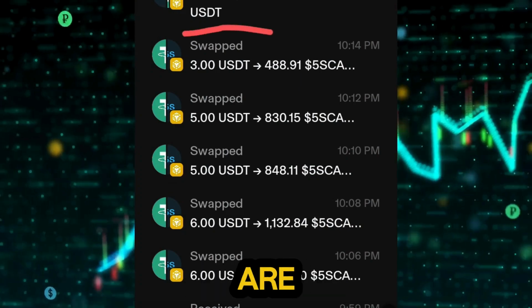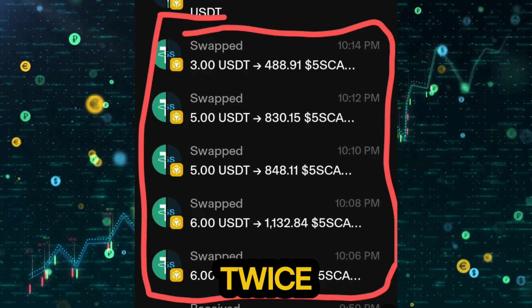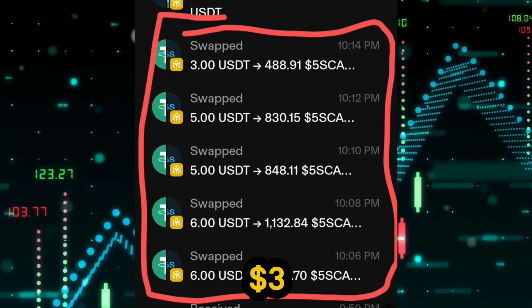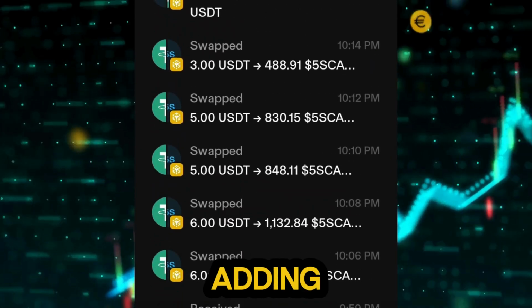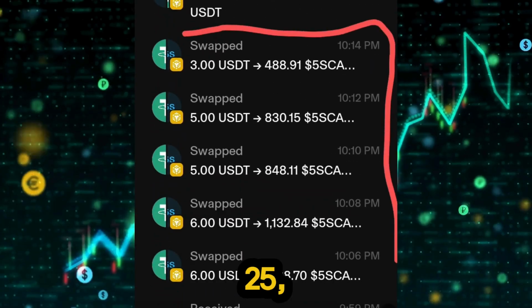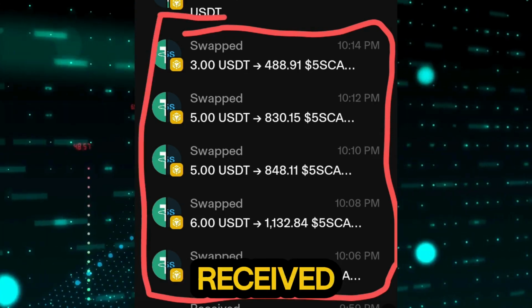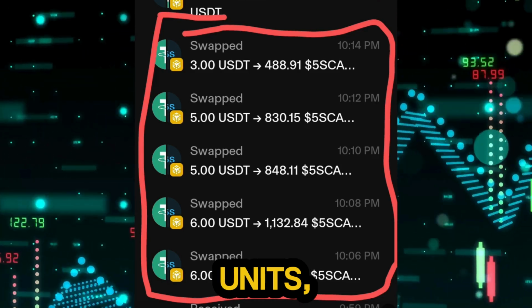And here are the transactions. I bought them in parts. You can see I bought $6 twice, I bought $5 twice, and then I bought for $3. So 6 plus 6 plus 5 plus 5 plus 3 adding together should give us 25. So if you also take your time to add up all the units of Fifthscape I received, you should have 4,468 units. Now here's the strategy.